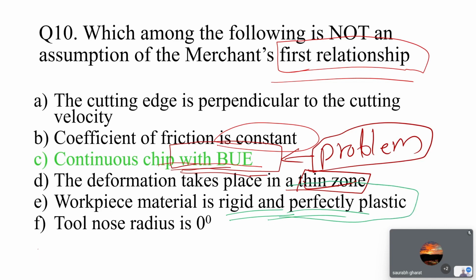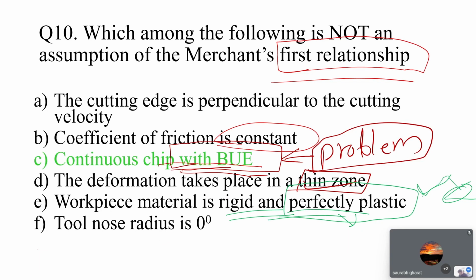The material is getting sheared here on the chip, by the tool nose. So there is no kind of elasticity, and this is a correct assumption, because elasticity would bring complex things into the picture.